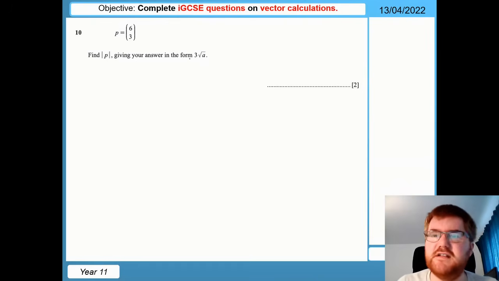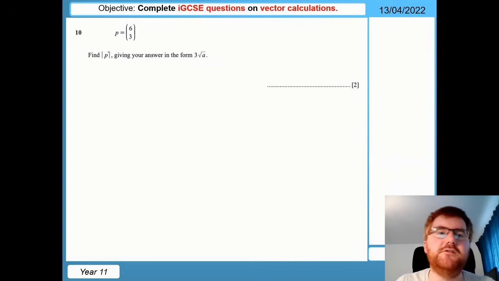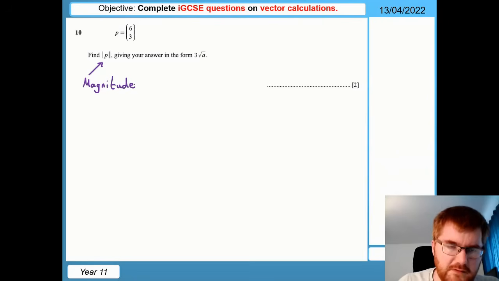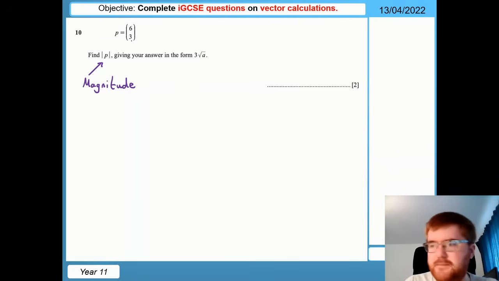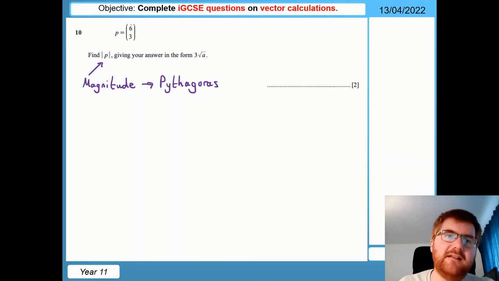Right, on to question 10. So this is a short answer question. So p is equal to (6, 3). And we need to find the magnitude of p, giving your answer in the form 3 root a. So as soon as you see these two lines with vectors, this means the magnitude of the vector. Sometimes it's referred to as the modulus, the absolute value, but in vector terminology we talk about the magnitude. And as soon as we see those two lines and think magnitude, we need to be thinking Pythagoras. Essentially it wants us to work out the length of the vector.